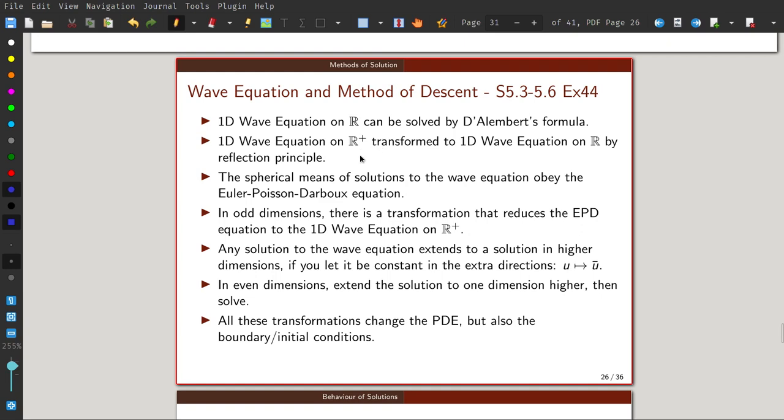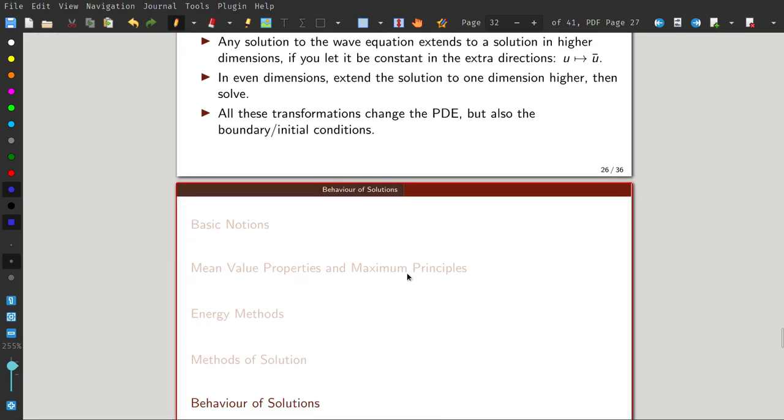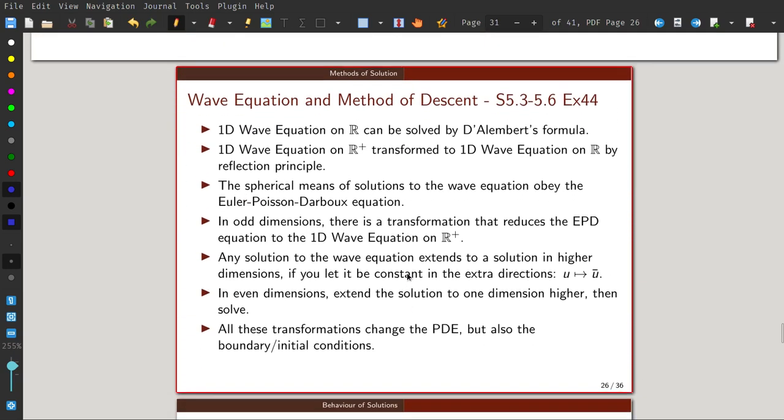All right, so that then you can put them in the modified d'Alembert formula, and then undo all the transformations and get the solution back at the end. So I think this is really well covered in Exercise 44. I just wanted to give a summary of those steps again. And those are all the methods of solution that we covered in this course.